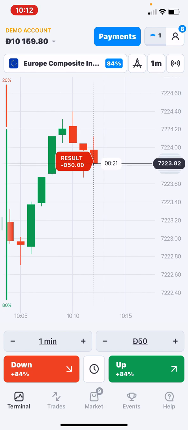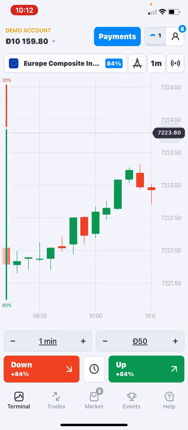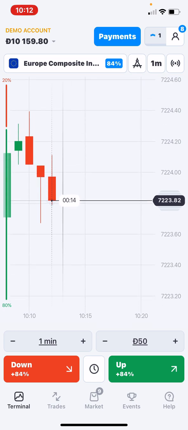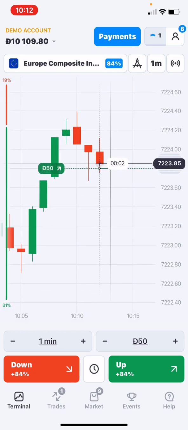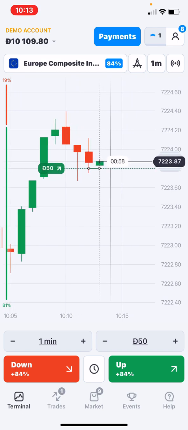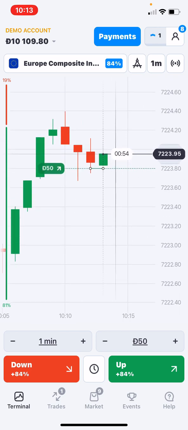Oh, I lost the trade. That was very close, though. So now let me take an example of an uptrend. I said that in the next 1 minute, this market will rise, with $50. Let's see if it will rise or not. I'm not using any indicators for now. I'm just doing it randomly.